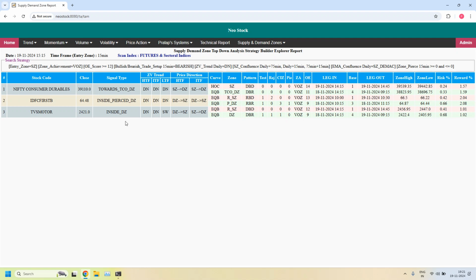Okay, first one is an index that is not listed in F&O. Second and third are even more high probability setup stocks, and their zones are also high liquidity zones. These are 15-minute supply zones, because these are the entry zones, as our entry time frame is 15 minutes. We always display entry zones on the list. Okay, this is about bearish trade setups for daily income trade.